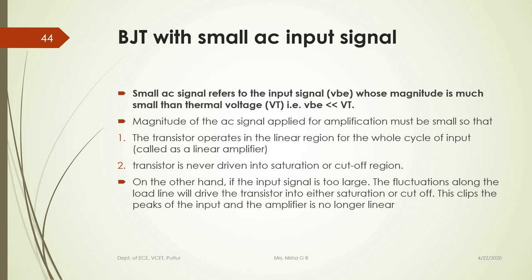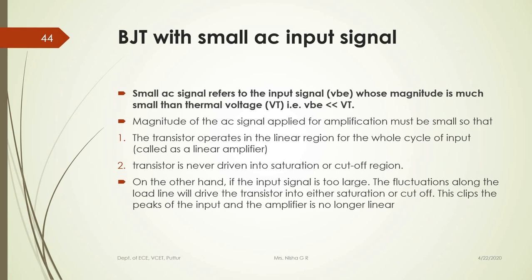On the other hand, if the input signal is too large, the fluctuations along the load line will drive the transistor into either saturation or the cutoff region. This clips the peaks of the input and the amplifier is no longer linear. At that time, your amplification won't be done. Some of the signal might be lost at the output side.